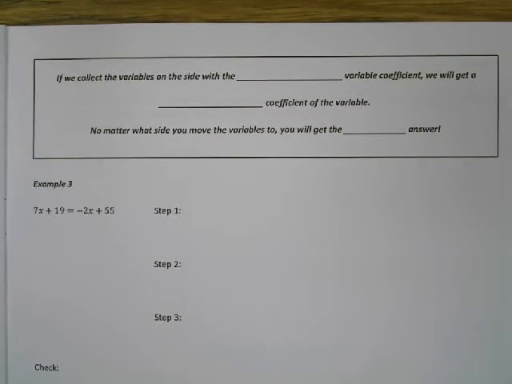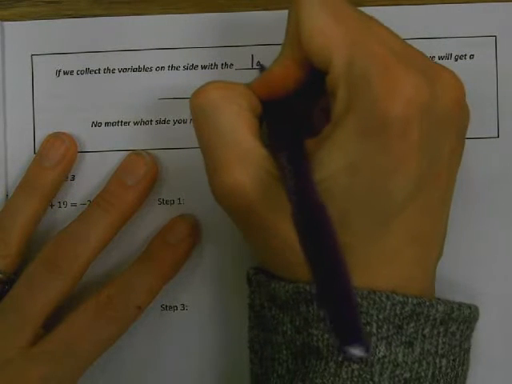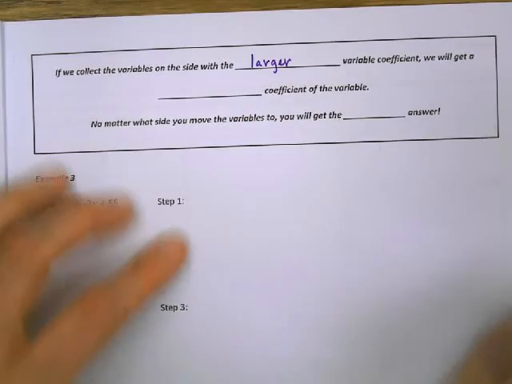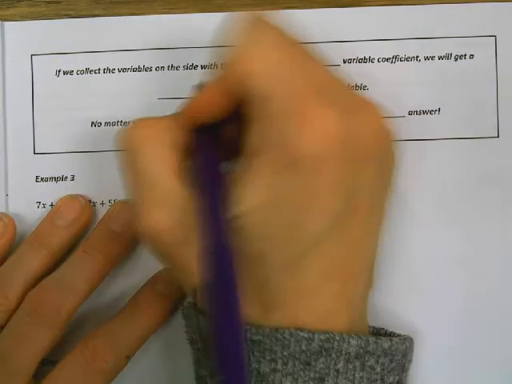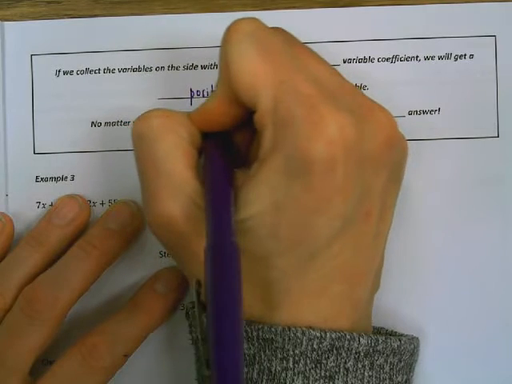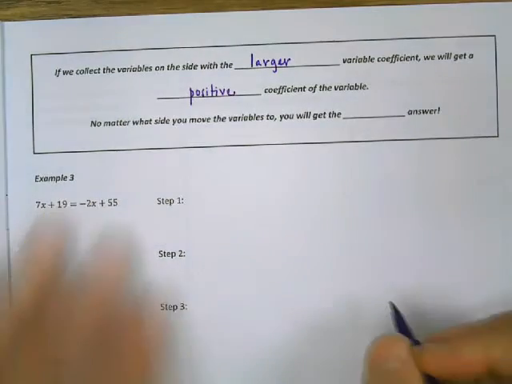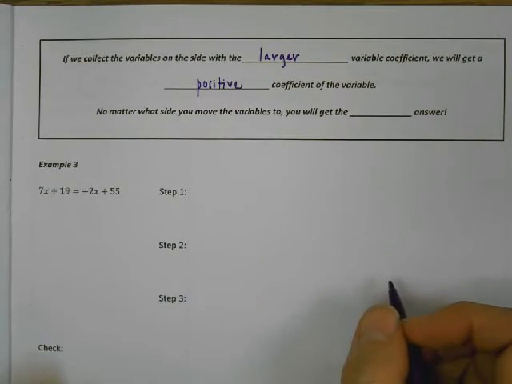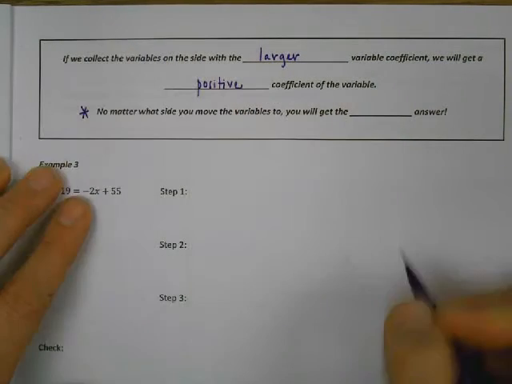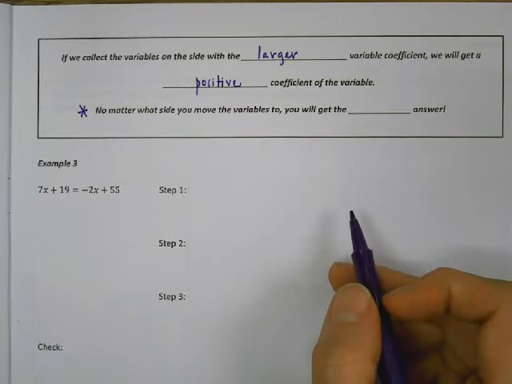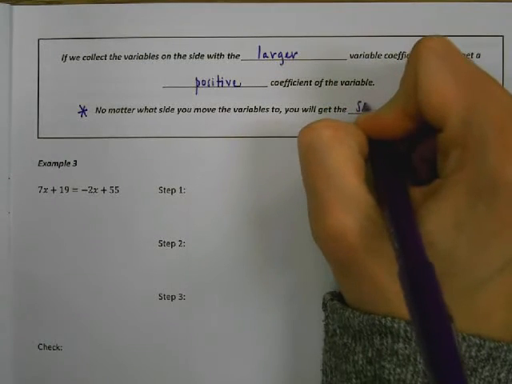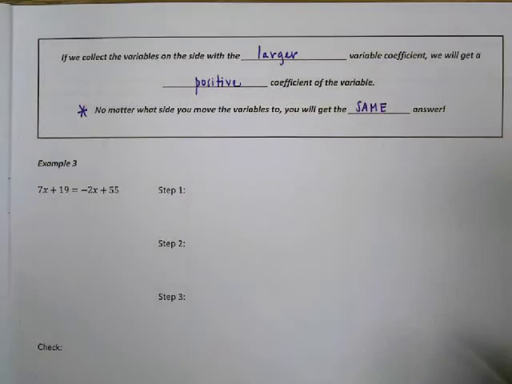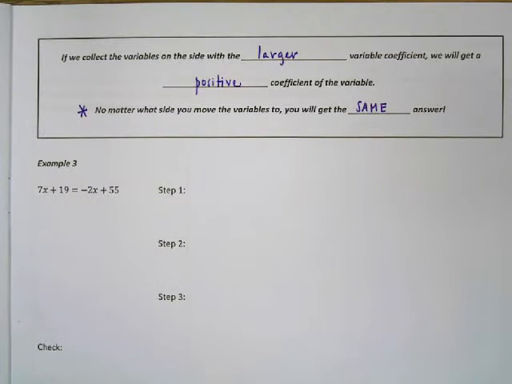Now there is a note at the top of the next page. Okay, and it says if we collect the variables on the side with the larger coefficient, we will get a positive coefficient of the variable. So some people like working with positive numbers better, but again, this is the main point here that I want to make. No matter what side you move the variables to, you will get the same answer. So it's largely just a matter of which side you like to work on.